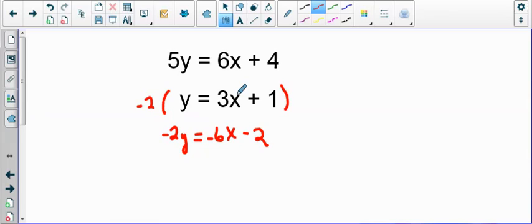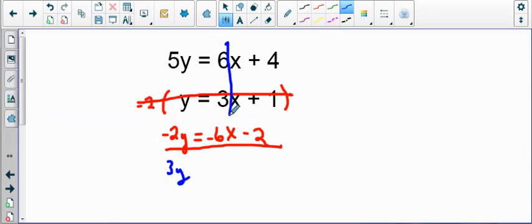So then what I have now is I'm going to go ahead and get rid of this, because that was my old equation. So now I have 5y minus 2y, 6x minus 6x, and 4 minus 2. So we'll look at each one of these. 5y minus 2y is 3y. 6x minus 6x is going to be 0x. That's why I did it, so I could get rid of that. So I'm just going to go ahead and mark through that instead of writing out 0x. And then I have 4 minus 2. Well, 4 minus 2 is 2.